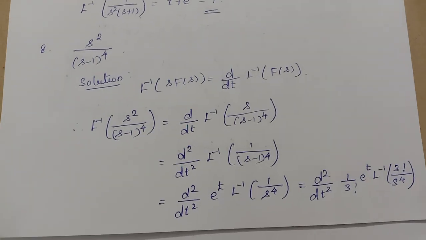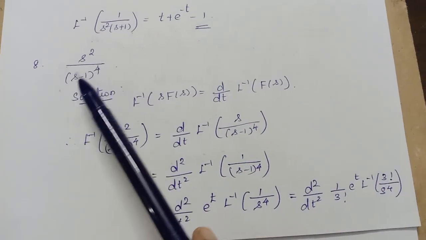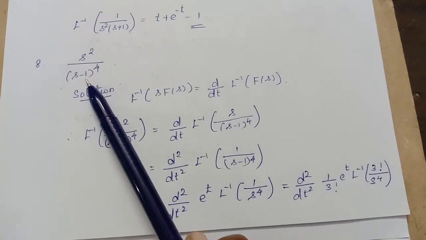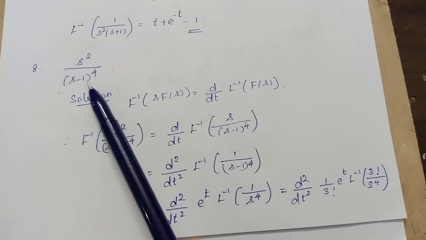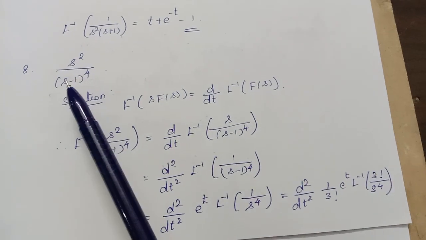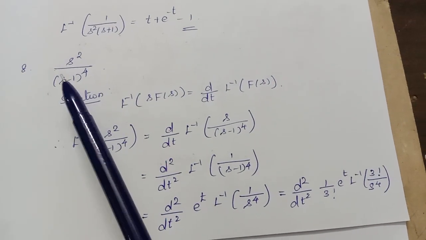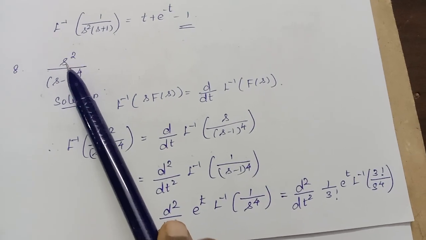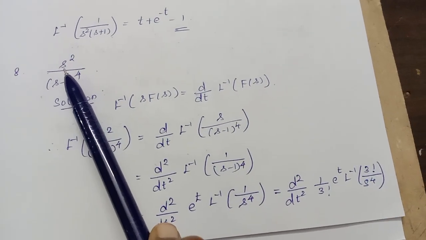Okay, then next problem. s square by (s minus 1) the whole power 4. This problem can be done in two different ways. One is, you are having s minus 1 here, no? So in the numerator it is s. Here you can add and subtract 1. In that way also you can do.